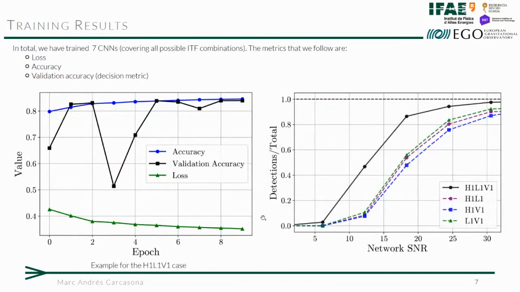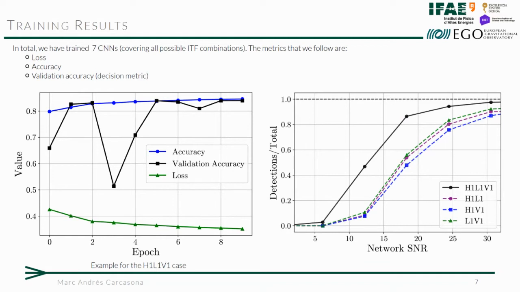Now, we've trained a total of 7 convolutional neural networks, and we did that because we wanted to test the different inputs that we can really feed the neural net with. So we basically try to cover all possible interferometer combinations. So only training it with LIGO, only with Hanford, only with Virgo, then the double combinations and the triple one.